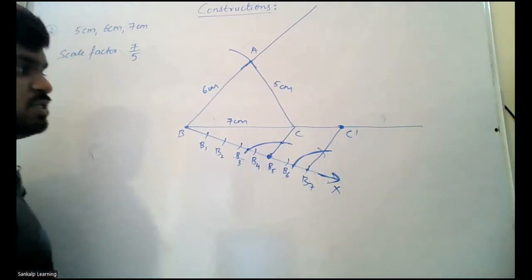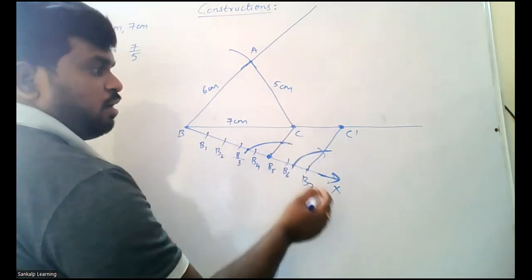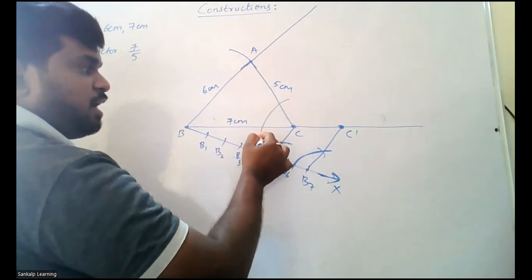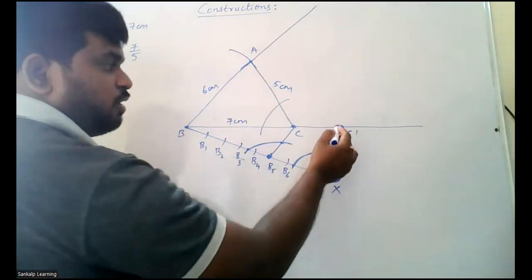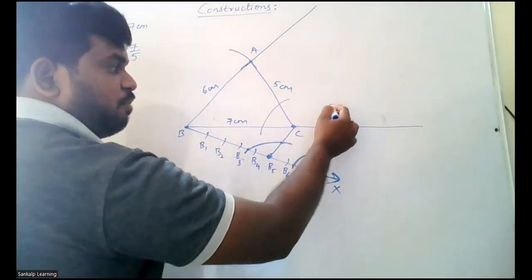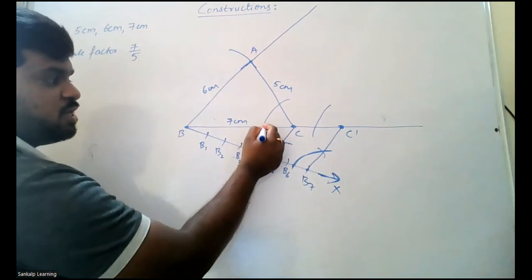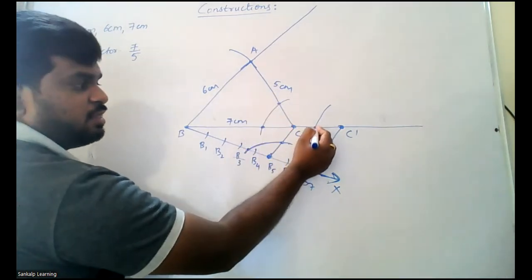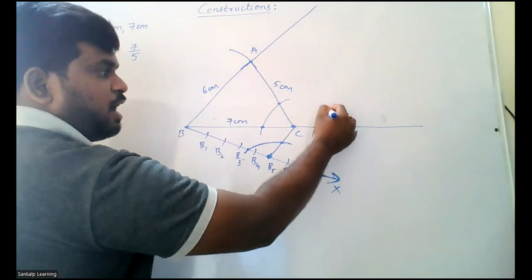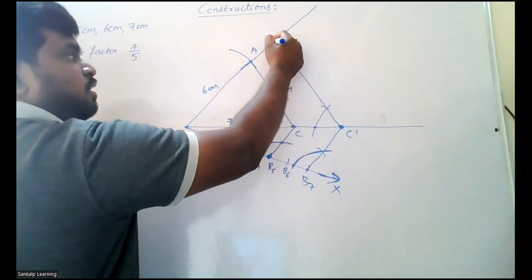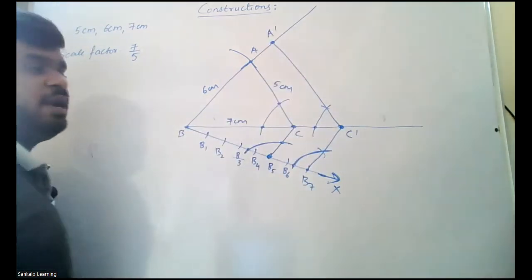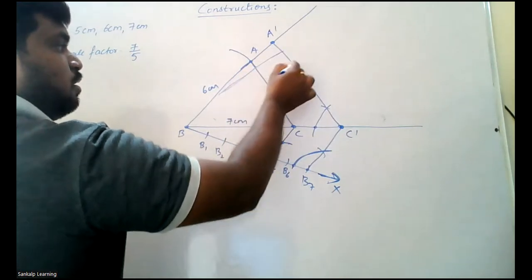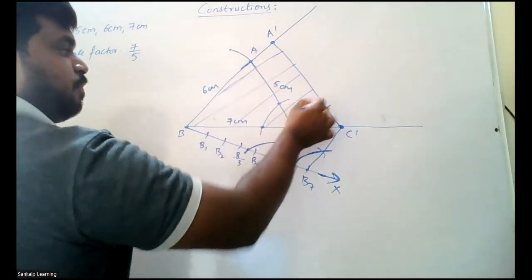Again, the same procedure. You have to draw a line parallel to this. So take this as a center, cut an arc, any measurement. Now take this as a center with the same measurement, cut an arc. Now measure this distance from here to here. Whatever distance you got, take this as a center and cut an arc. Extend it, and it is going to meet somewhere here. That will be your A dash. The bigger triangle that you have got is our new triangle.